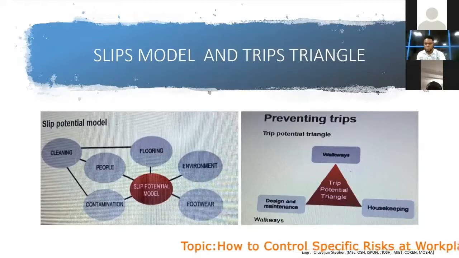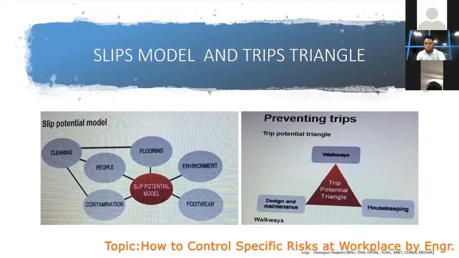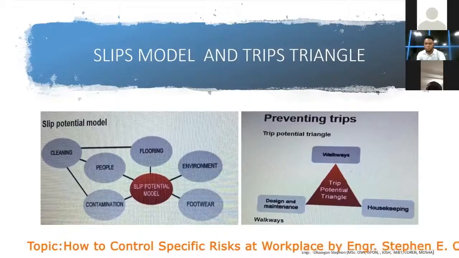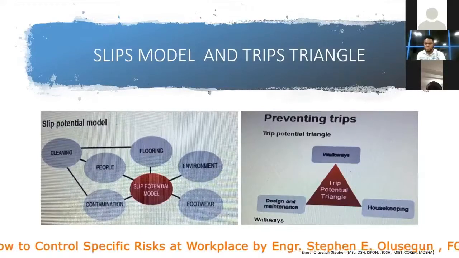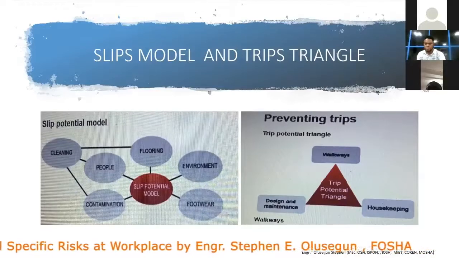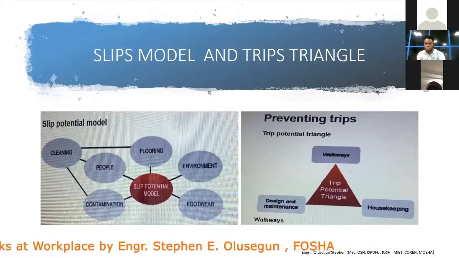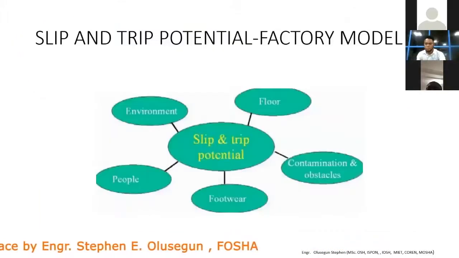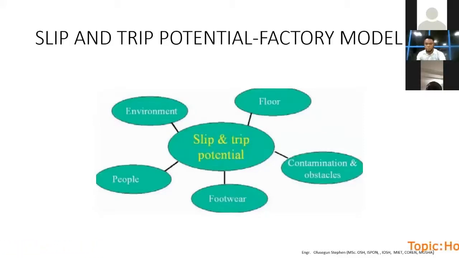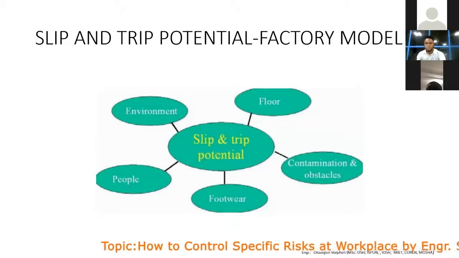And so many times slips and trips are put together, but they are separate things. They are distinct. You can see clearly that this is trips and this is slips. And I want us to particularly have an understanding of that. That is slip and trip potential. This is a fact, especially for the factory model. If you work in a factory, these are the things that you'll be looking at when you want to assess the risk and control slips and trips in an environment such as a factory.